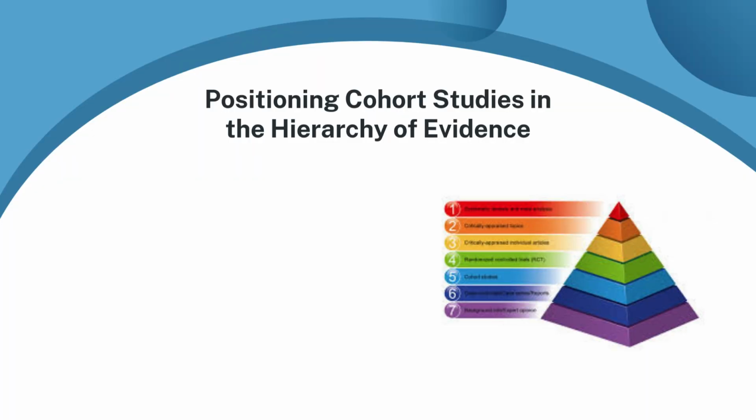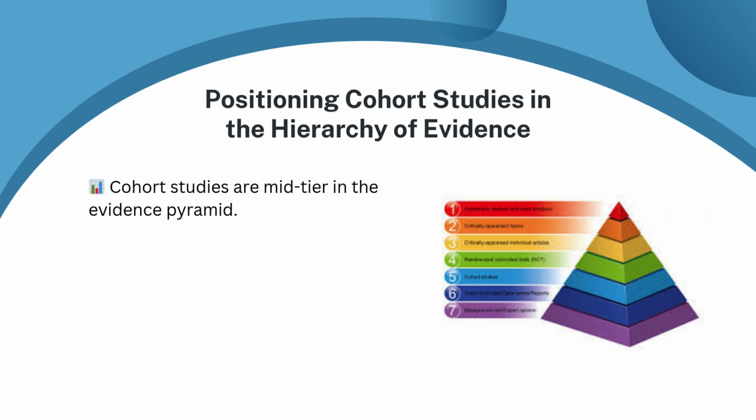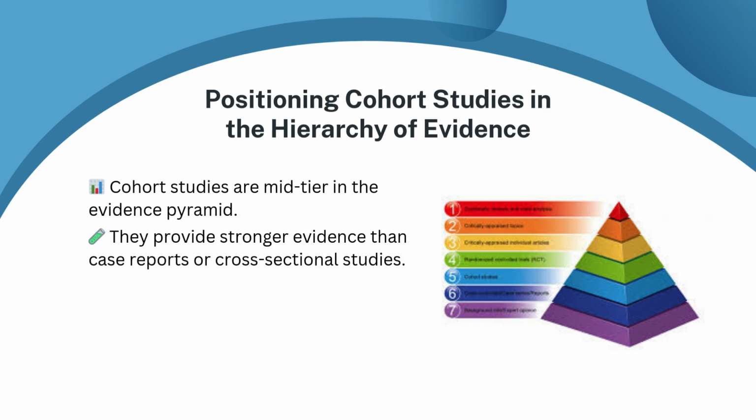Now we come to the most important part of this tutorial, the position of cohort studies within the broader hierarchy of evidence, something we've explored in our earlier tutorials. In the world of evidence-based medicine, cohort studies sit in the middle tier. They're not as robust as randomized controlled trials, RCTs, which are the gold standard, but they're far stronger than case reports or cross-sectional studies when it comes to providing evidence about cause and effect relationships.